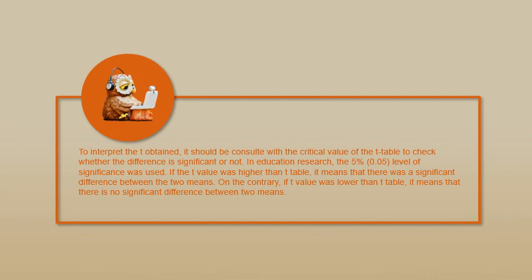In education research, the 5% or 0.05 level of significance was used. If the t-value was higher than t-table, it means that there was a significant difference between the two means. On the contrary, if t-value was lower than t-table, it means that there is no significant difference between two means.